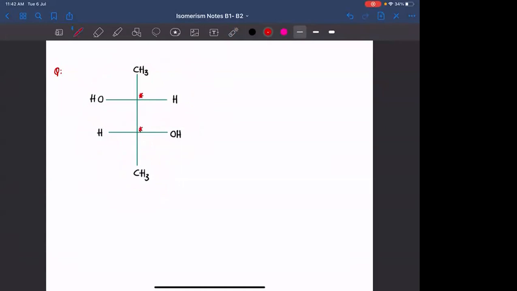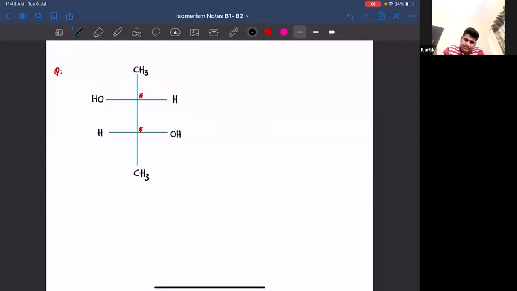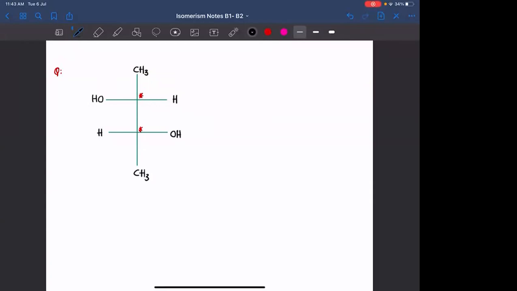This is a chiral carbon, this is also a chiral carbon. So you can assign configuration for this as well as this. Tell me the configuration of both. Fast. S for both? S for both or R for both? R for both. R for both.